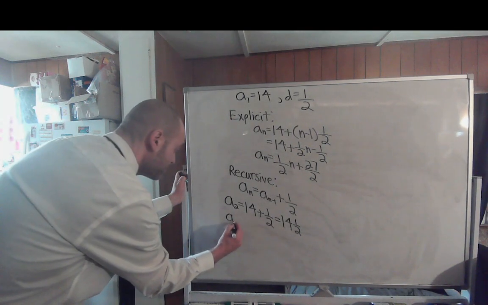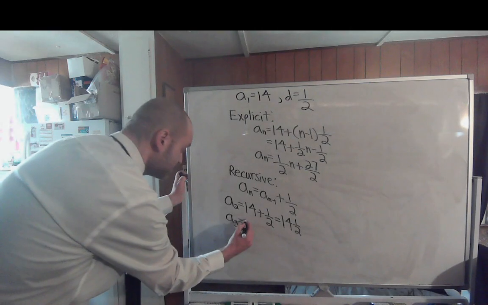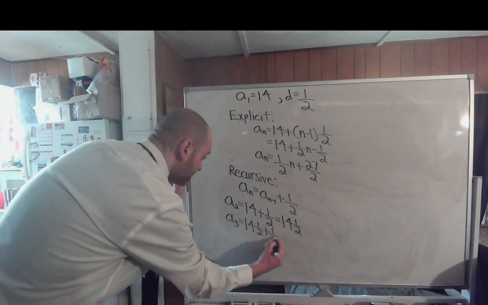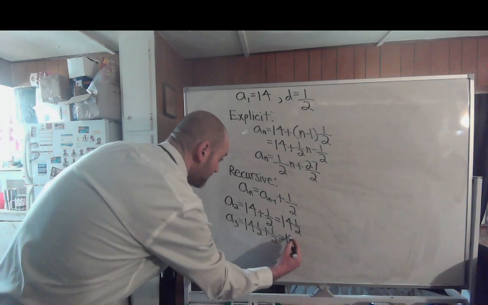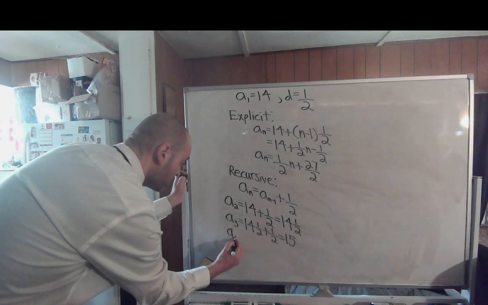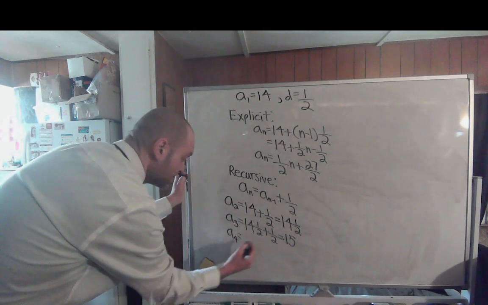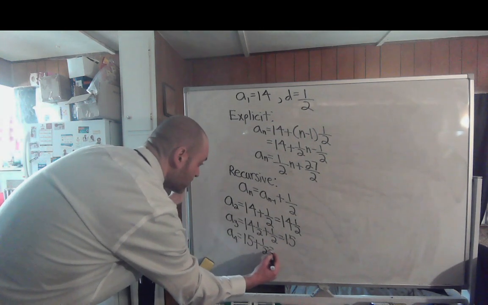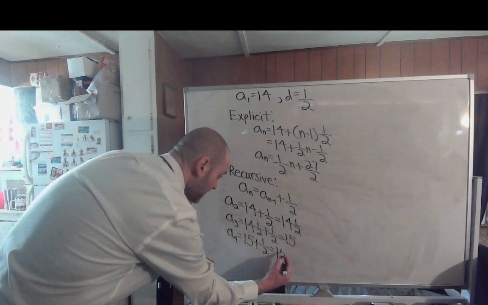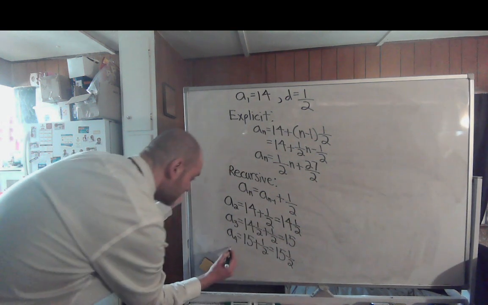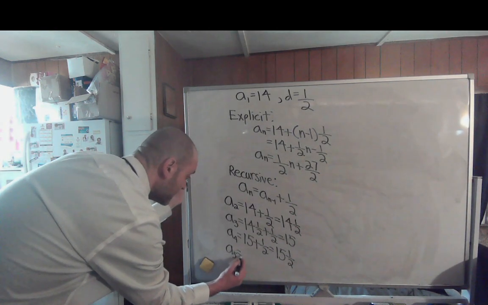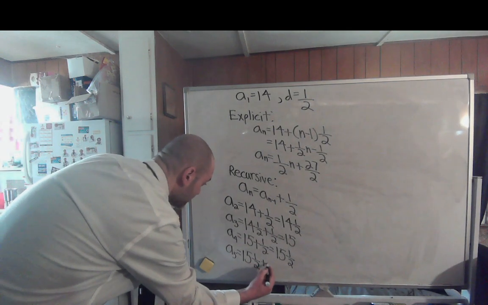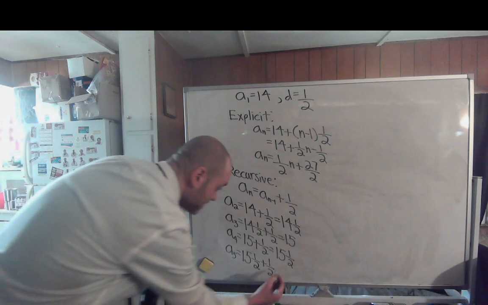How about a sub 3? Well, that's going to equal your second term of 14.5 plus another half, which would give you 15. A sub 4 would equal your a sub 3, which is 15, plus half, which would end up giving you 15.5. And then to find a sub 5, you'll take a sub 4, which is 15.5, and add yet another half, and you should get 16.